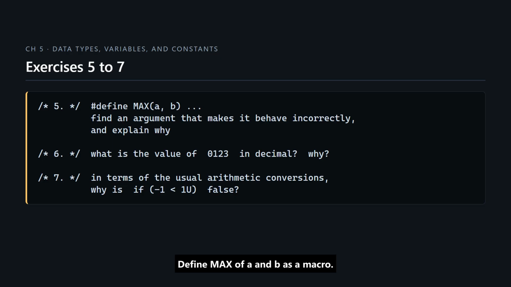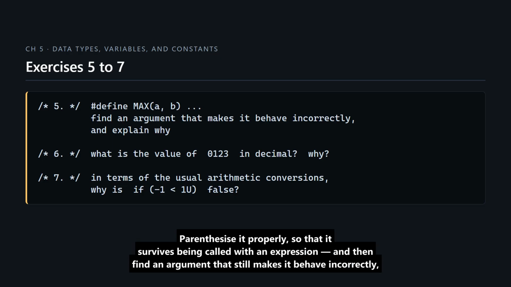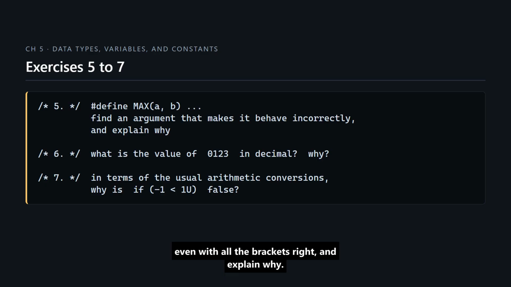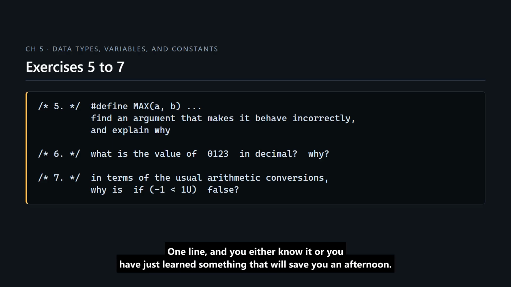5. Define max of a and b as a macro. Parenthesize it properly so that it survives being called with an expression, and then find an argument that still makes it behave incorrectly, even with all the brackets right, and explain why. The answer is on the macro slide if you need it, but try first. 6. What is 0123 in decimal, and why? 1 line, and you either know it or you have just learned something that will save you an afternoon.